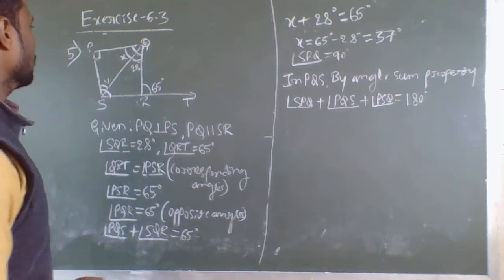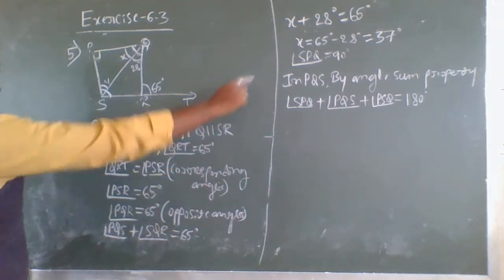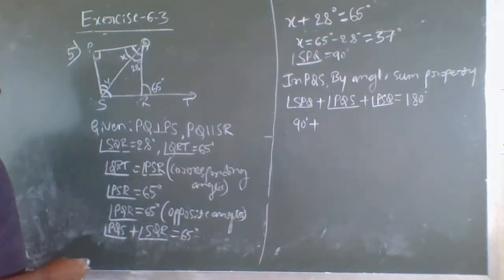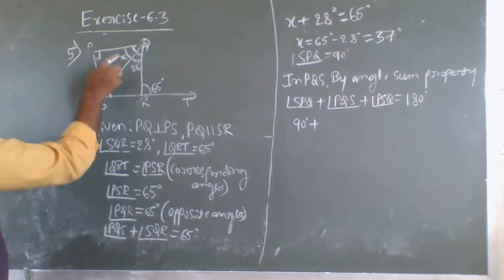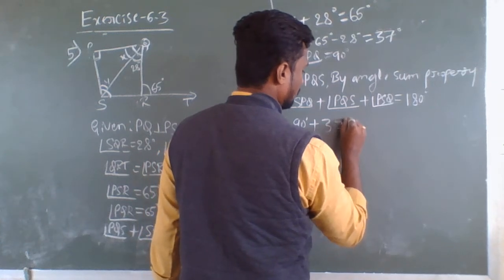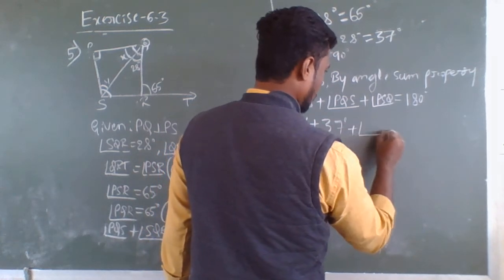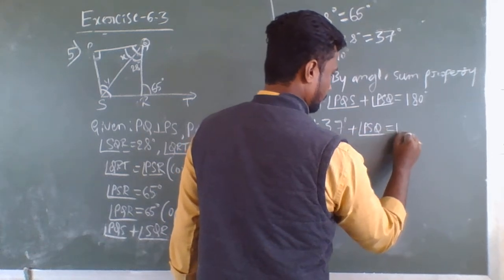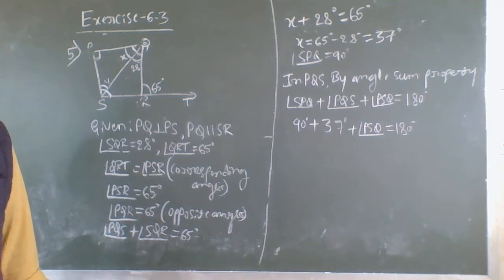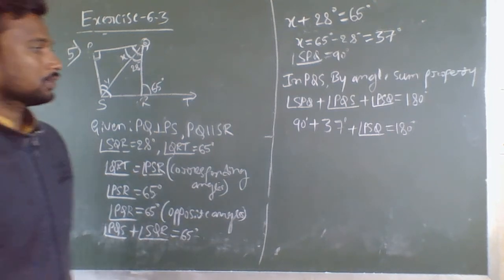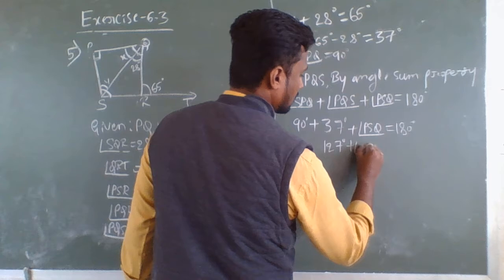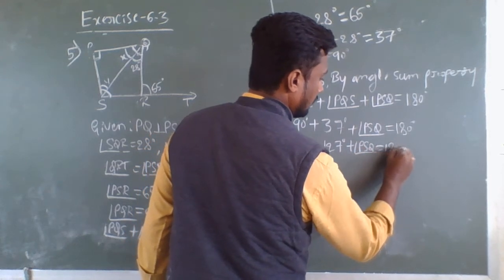So here angle SPQ is 90 degrees plus angle PQS. Angle PQS means x. What is the x value we got? 37 degrees plus angle PSQ is equal to 180 degrees. So 90 plus 37 means what is the answer? 127. So here 127 degrees plus angle PSQ is equal to 180 degrees.